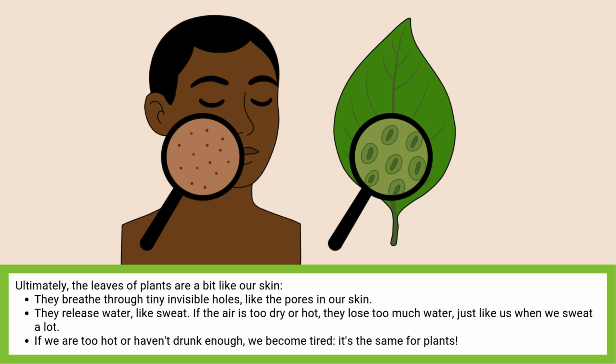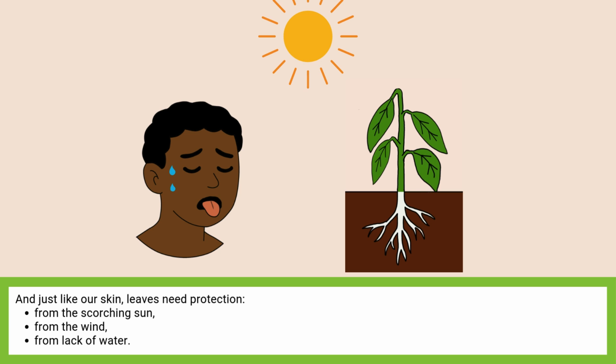Ultimately, the leaves of plants are a bit like our skin. They breathe through tiny invisible holes like the pores in our skin. They release water like sweat. If the air is too dry or hot, they lose too much water, just like us when we sweat a lot. If we are too hot or haven't drunk enough, we become tired. It's the same for plants. And just like our skin, leaves need protection. From the scorching sun, from the wind, from lack of water.